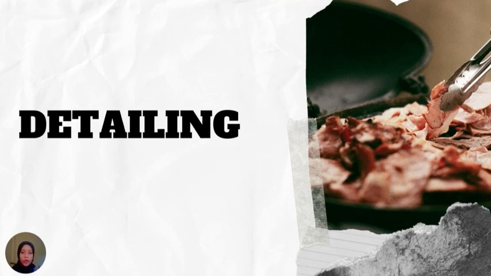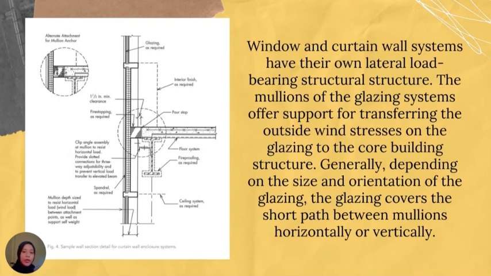in system for wall construction steel. So the first one, we have window and curtain wall systems that have their own lateral load bearing structure. The mullions of the glazing system offer support for transferring the outside wind stresses on the glazing to the core building structure. So generally, depending on the size and orientation of the glazing, mullions cover the short path horizontally or vertically.